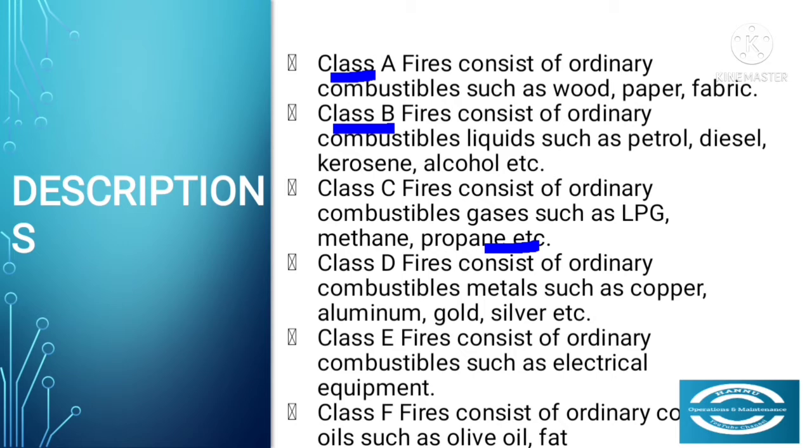Next, Class D fire. It consists of combustible metals such as copper, aluminium, gold, silver, etc. Next one is the Class E fire. It consists of combustibles such as electrical equipment. Next, Class F fire. It consists of cooking oils such as olive oil, etc.